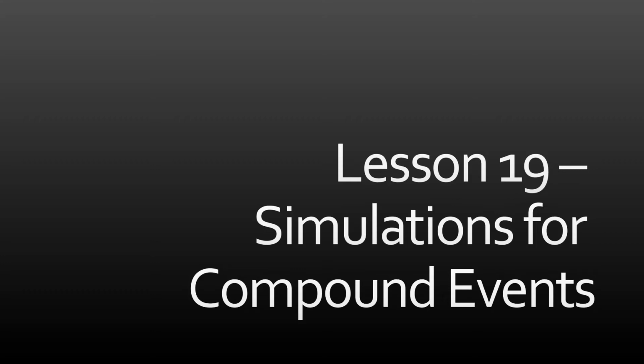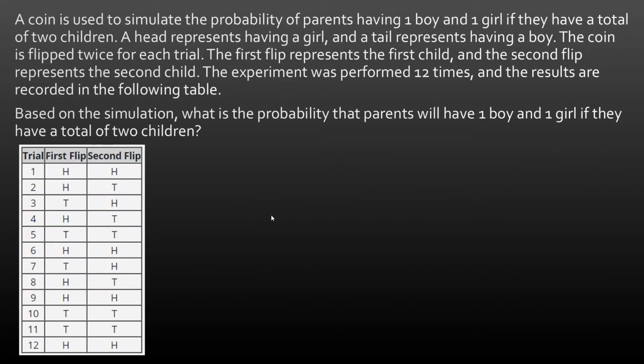In this video, I will be going over lesson 19, which is about simulations for compound events. Here's our first question. It says that a coin is used to simulate the probability of a parent having one boy and one girl if they have a total of 2 children. A heads represents having a girl and a tails represents having a boy.